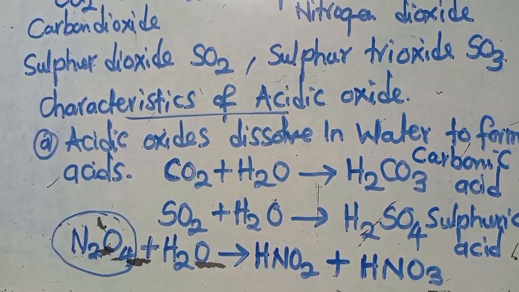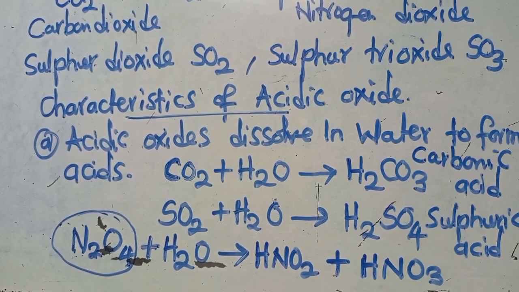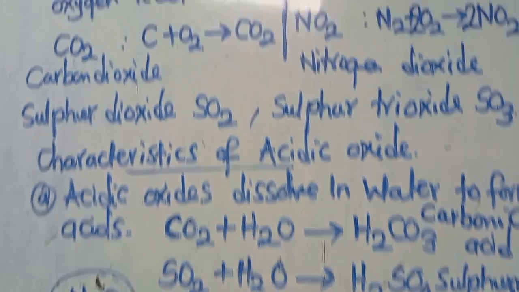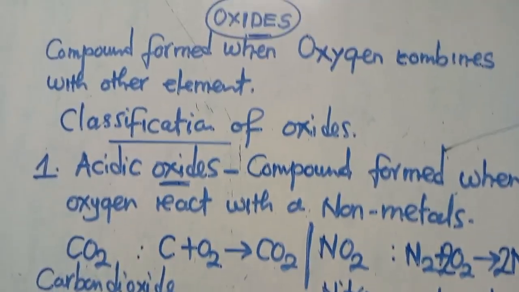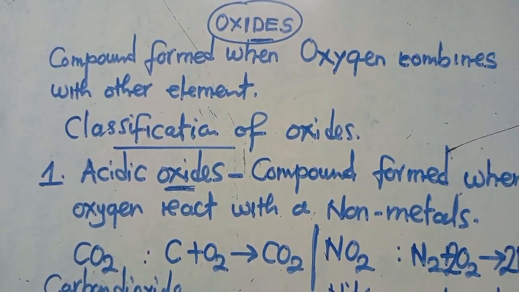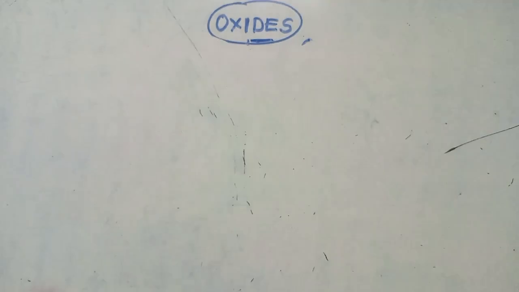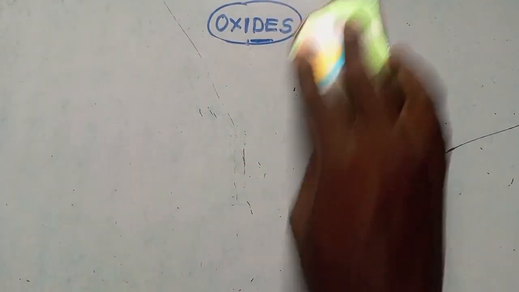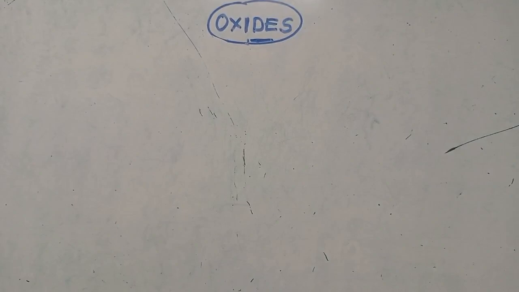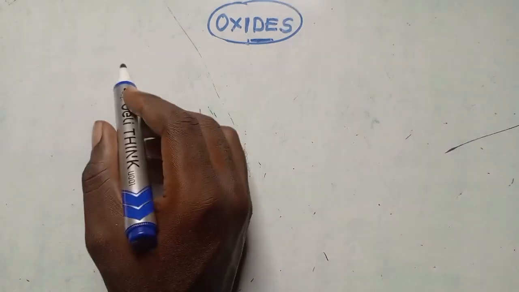Now, I want you to understand one thing. We are talking about oxides and we've talked about acidic oxides. Aside from acidic oxides, there are also what we call basic oxides. These are also very important for you to understand. The lesson tonight is very simple. This is a short lesson that you can come across even in an exam.